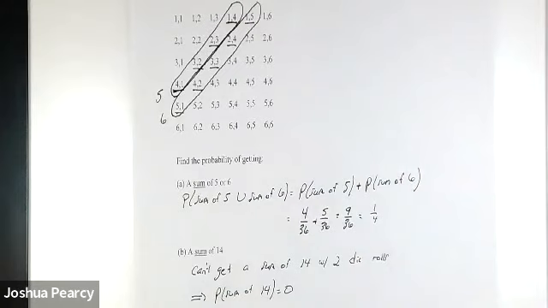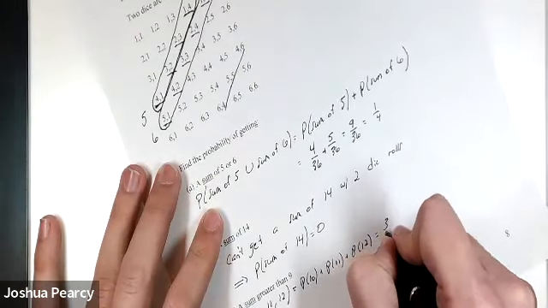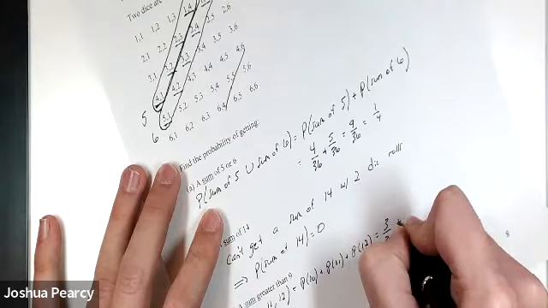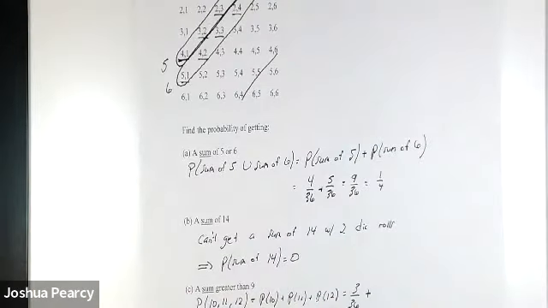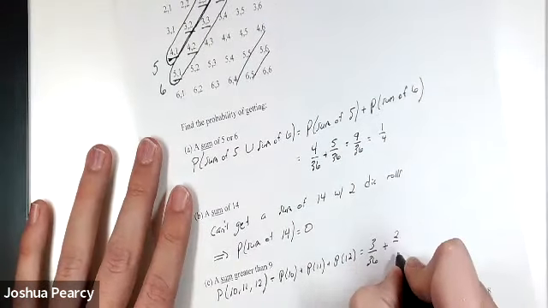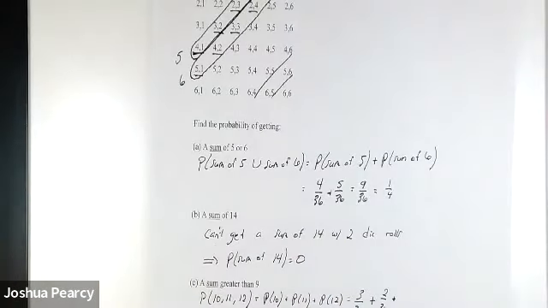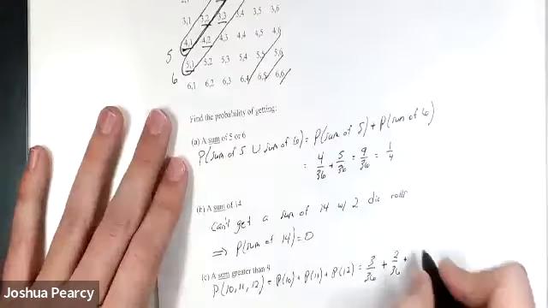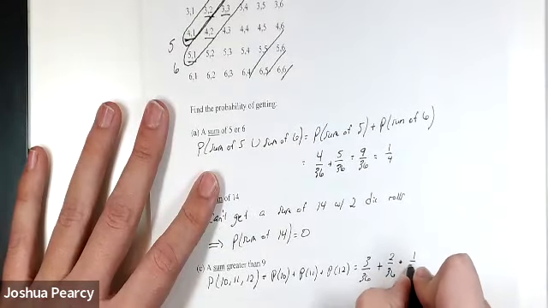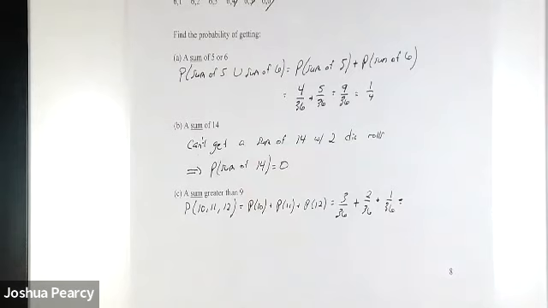Someone tell me what the probability of 10 is. 3 out of 36. You can get these 3 right here. What's the probability of 11? 2 out of 36. You can get a 6 and a 5 or a 5 and a 6. And finally, what's the probability of getting a 12? 1 out of 36, 6 and 6. If I add those together, what do I get? 6 out of 36 or 1/6.